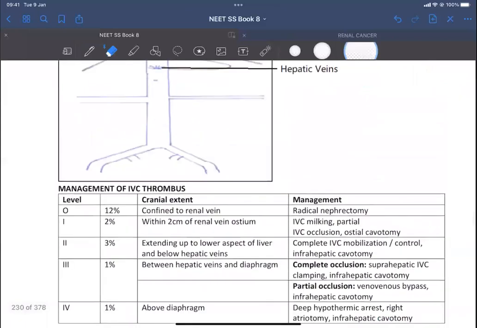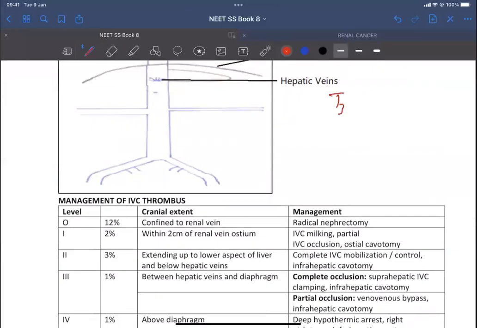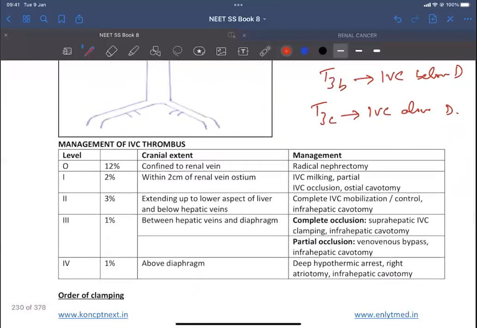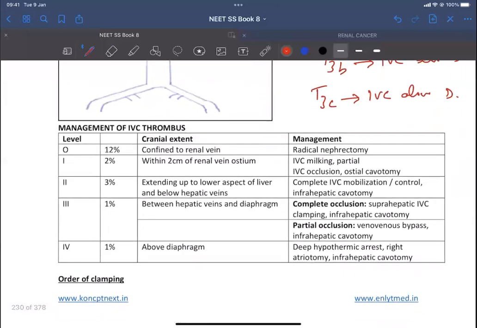So your TNM stage has just 3. To revise again, T3a, T3b, and T3c. So this is just the renal vein. This is IVC below the diaphragm, and this is IVC above the diaphragm. So that is the level of the vein. On the other hand, there's a separate classification. If it's confined to the renal vein, you can easily do a radical nephrectomy. If it's within 2 centimeters of the renal vein ostium, you can easily milk it out, or you can even do a partial IVC occlusion with the Satinsky and take it out.